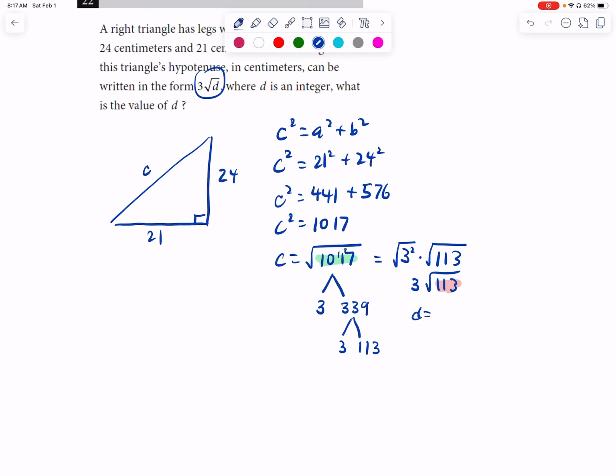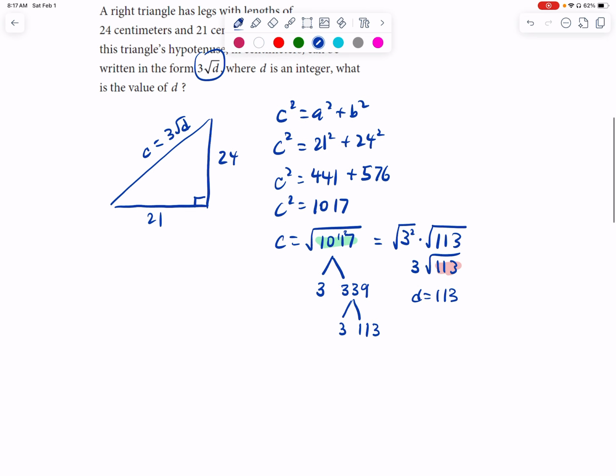d equals 113. Now, I honestly probably wouldn't have done it exactly like that. I think there's a somewhat faster way to do this, and that is to assume that the hypotenuse is in fact 3 square root d. However, there is an opportunity to make an algebraic mistake if you're not careful. So I'm going to repeat the process here, except use 3 square root d in place of my c.